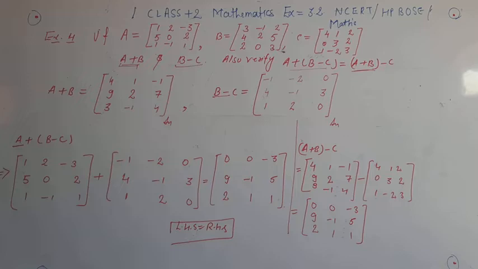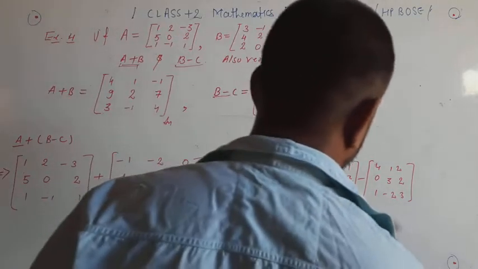I will check the answer. 0, 0, minus 3, 9, minus 1, 5, 2, 1, 1. Yes, it is correct. Now we will go towards the next question.